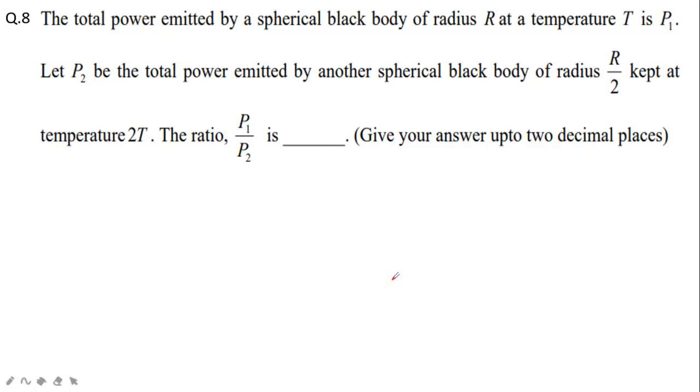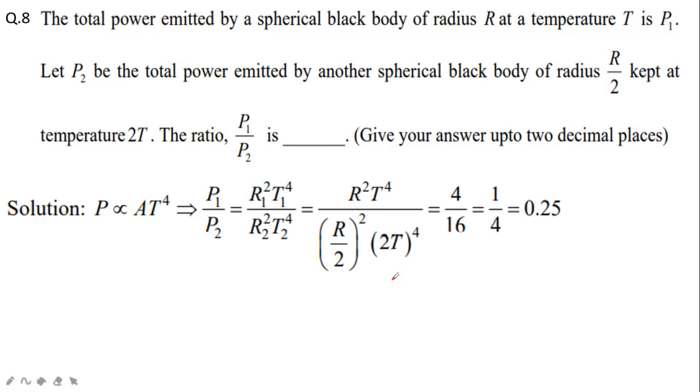Here we have to derive the ratio of the two powers. जो पावर 1 है वो क्या है, किसी स्फेरिकल ब्लैक बॉडी जो T टेम्परेचर पे है और R रेडियस वाली है उससे इमिटेड पावर है, और पावर P2 R2 रेडियस की 2T टेम्परेचर पर स्थित किसी ब्लैक बॉडी की पावर है, और हमें पावर P1 और P2 का रेशियो बताना है. So one liner answer is here.